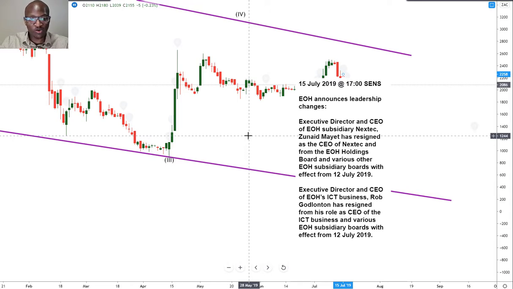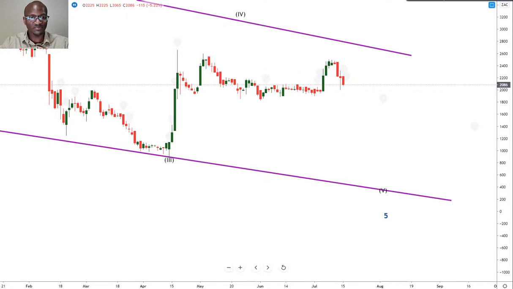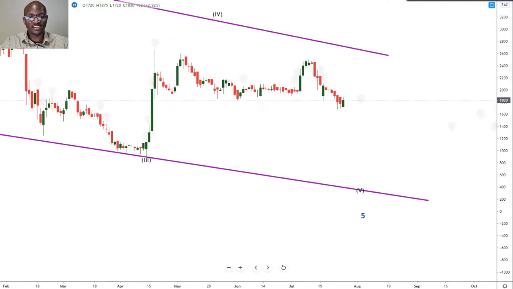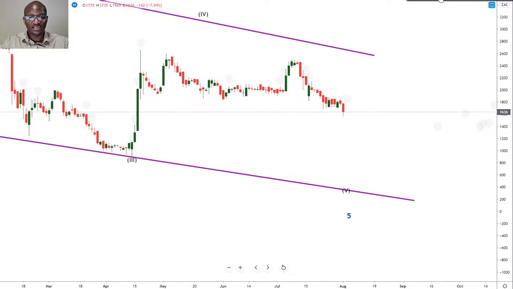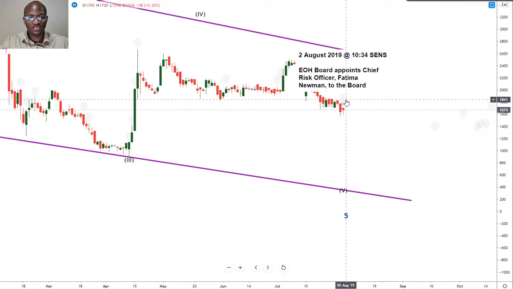Executive Director and CEO of EOH's ICT business, Rob Godlonton, has resigned from his role as CEO of the ICT business and various EOH subsidiary boards with effect from 12 July 2019. Same story. So what's happening? 15th of July, there's a SENS announcement as the market closes about resignations, which happened 3 days ago. Interesting. And what happens as market resumes?